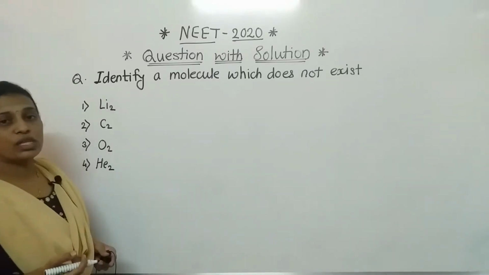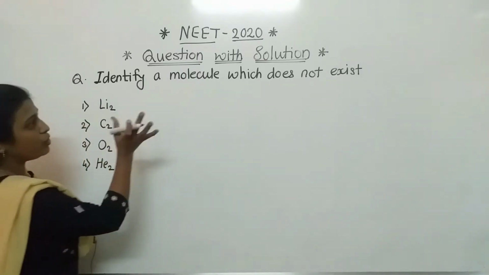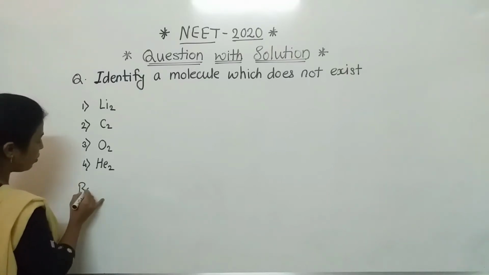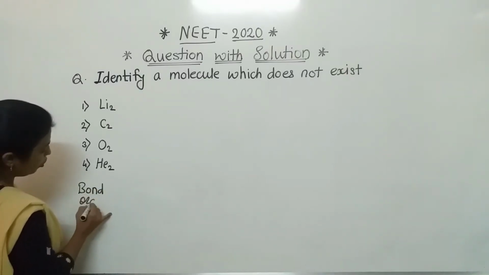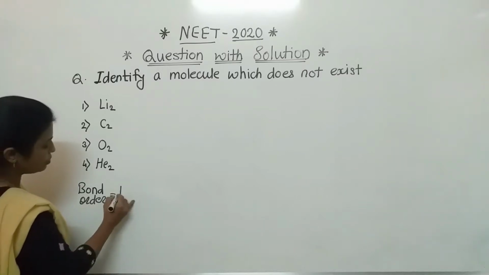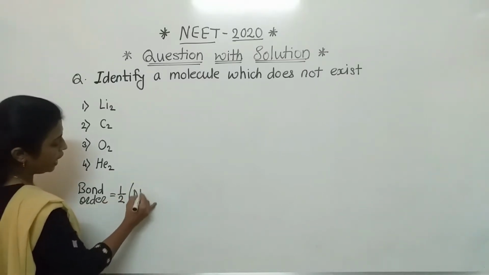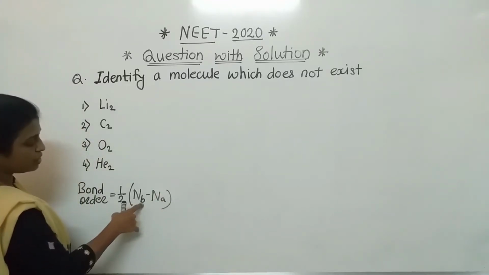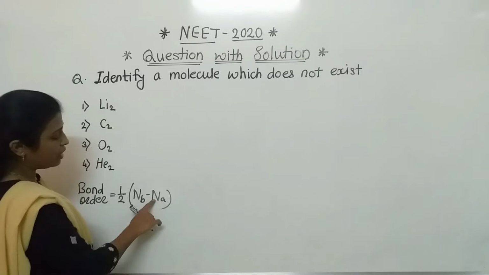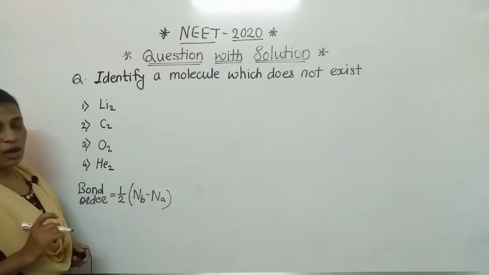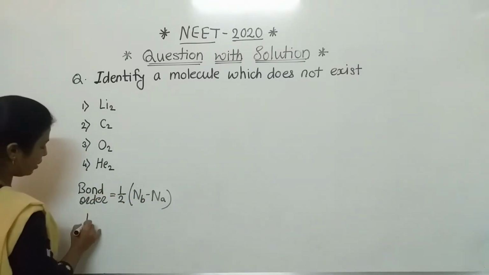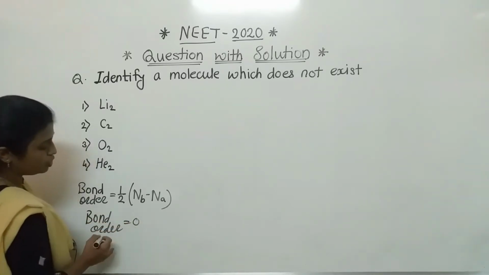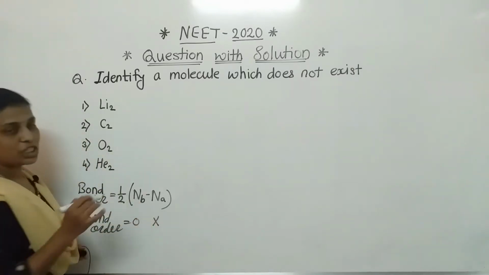This question is based on the MOT, and as we know, when we want to find out whether a molecule exists or not, there are some points. What is that point? Bond order. What is the formula? Bond order is equal to 1 by 2 (NB minus NA), that is, the number of electrons present in the bonding orbitals and the number of electrons present in the anti-bonding orbitals. Another point is that when bond order is equal to 0, then that molecule does not exist.